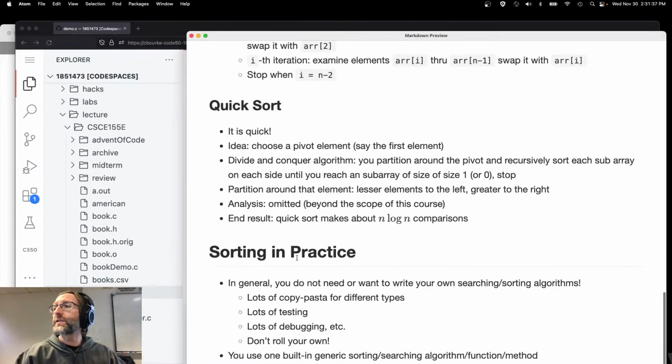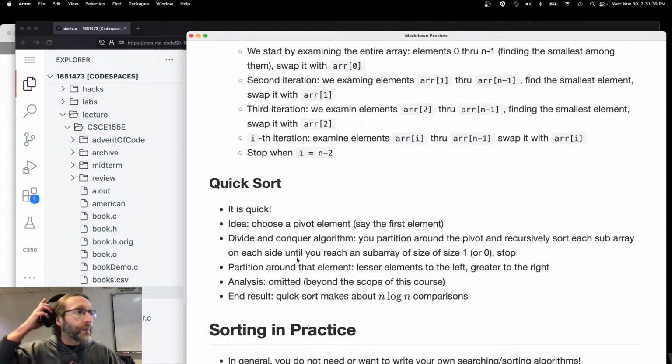Yes, and we introduced another algorithm, quicksort. And as the name suggested, it's much quicker. It's n log n comparisons. The analysis goes beyond the scope of this course, but we'll see it in action here.